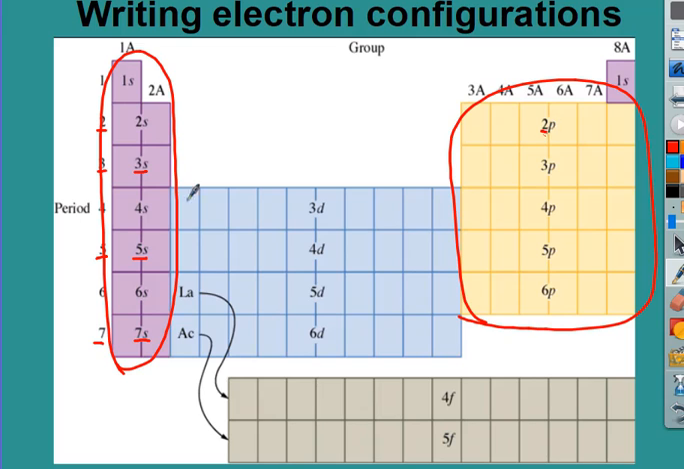The d's are the transition metals, so they're all in the middle. And they're the period number minus 1. So if this is the 4th period, this is the 3d. If this is the 7th period, this is 6d. And finally, the f's are the inner transition metals.